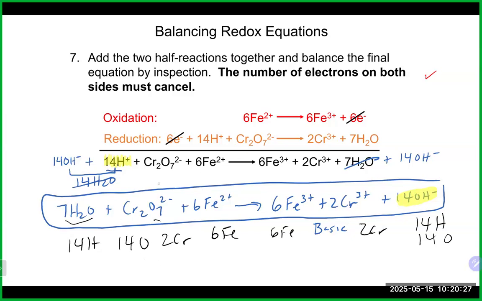Overall charge now on the left-hand side, that guy's contributing 0. This guy's contributing -2. This guy's contributing +12. That's a +10 on the left-hand side. This guy is contributing +18, +6, and -14. So that is basically 6 and 4 is 10. So you again are balanced both in charge and also elements. Any questions on that there? All right, so why don't you try one just to make sure everybody knows.